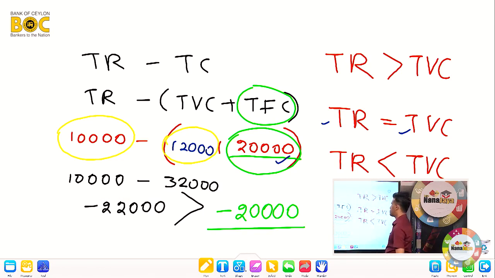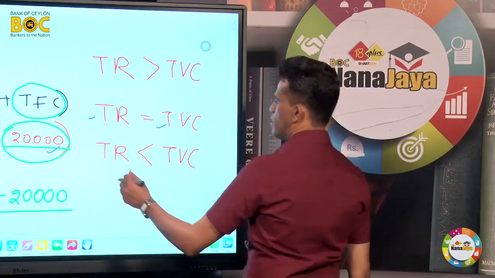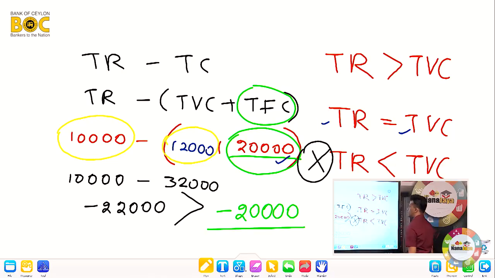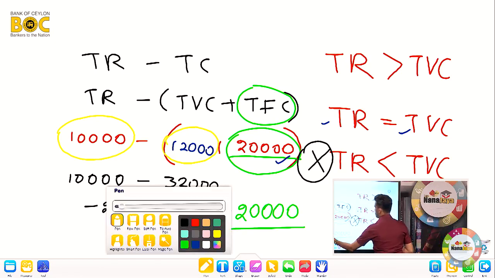The loss incurred by the firm at present is more than the loss they have to incur when there is no production. So therefore, a firm does not engage in production if total revenue is less than the total variable cost. So at least the firm should be able to recover their total variable cost from their total revenue in order to carry out the production.